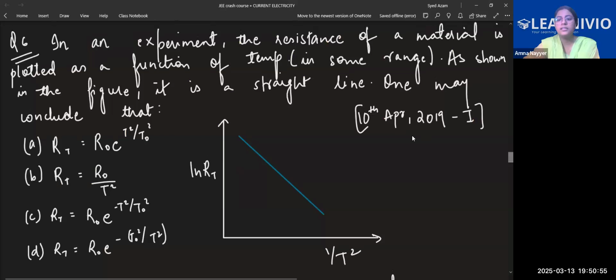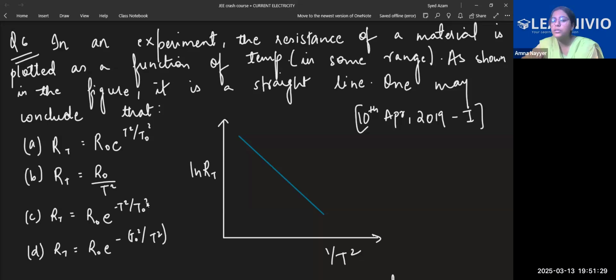Okay, this is the question. The graph is mentioned. All the options are given. Again, this is from your variation of resistance with temperature. So this says in an experiment, resistance of a material is plotted as a function of temperature. This graph was obtained and it's a straight line we can see. One of the conclusions out of this is correct. So this is a question from your 2019 only, shift 1. So just write down this question first. Take 2 minutes. Tell me which option according to you is right.